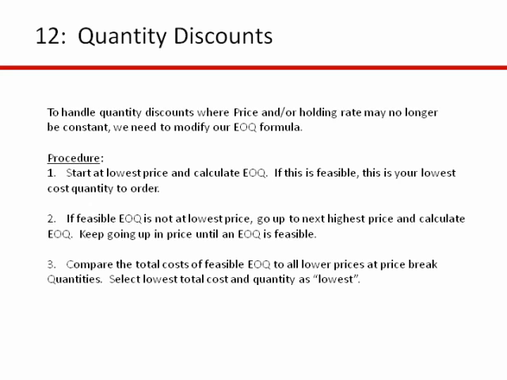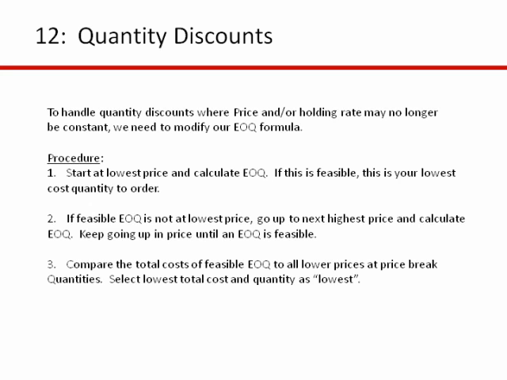If this EOQ is feasible at the price we calculated it at, then we are done. We don't have to do any more analysis. Then this EOQ is our lowest cost quantity to order. If that quantity is not feasible at the lowest price, you have to keep going up in price until you find a feasible EOQ. All right?